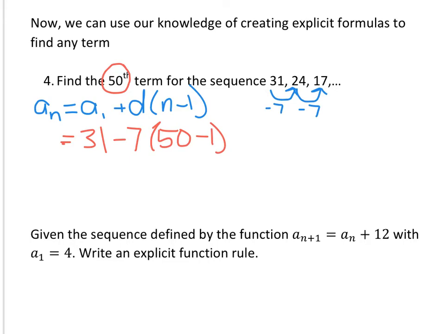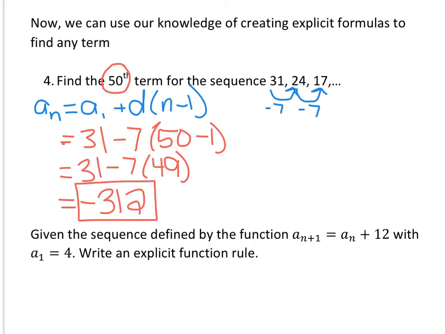And now let's solve that. So 31 minus 7 times 50 minus 1, which is 49. And if you plug that in to your calculator, you'll get negative 312. So our 50th term for that sequence is negative 312.